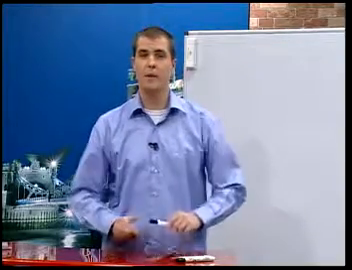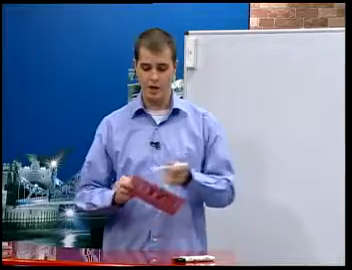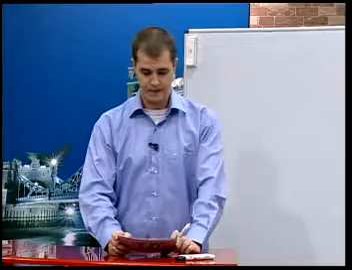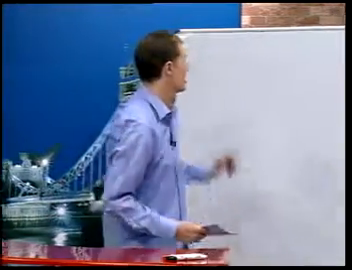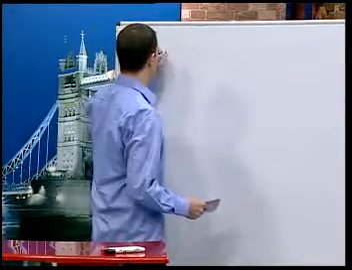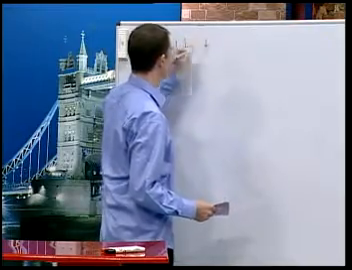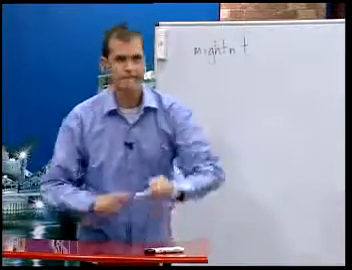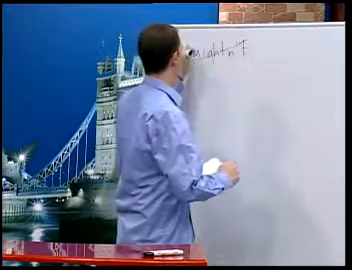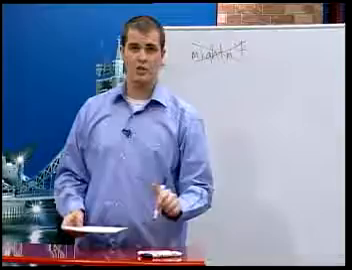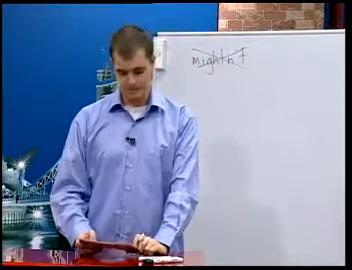Okay, so might has many meanings. Might expresses a possibility in the future or a possibility in the present. The negative form of might is might not. So like may, there is no mightn't. Mightn't does not exist. Only might not. You can begin questions with might, but it's not common.